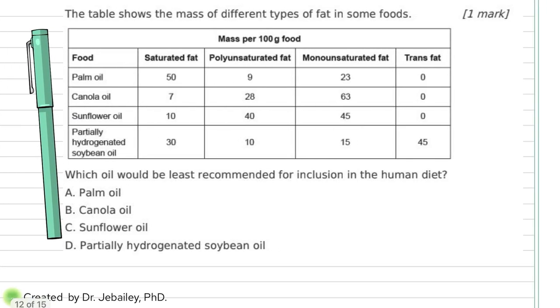The next question here. We have the table that shows the mass of different types of fat in some food, right? So there are different types of fats and their masses.